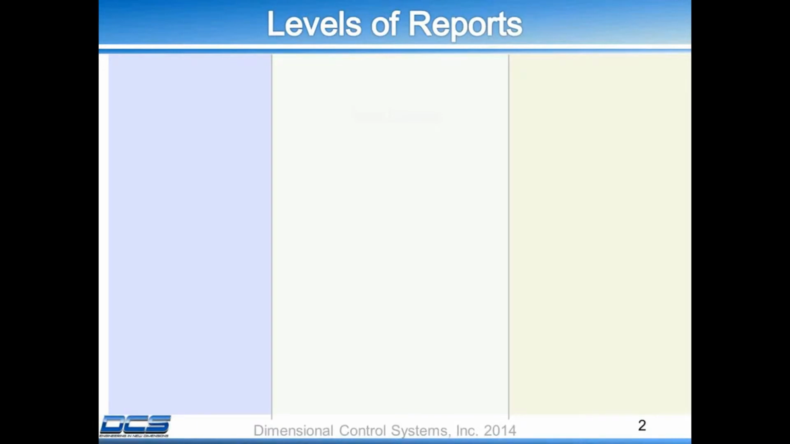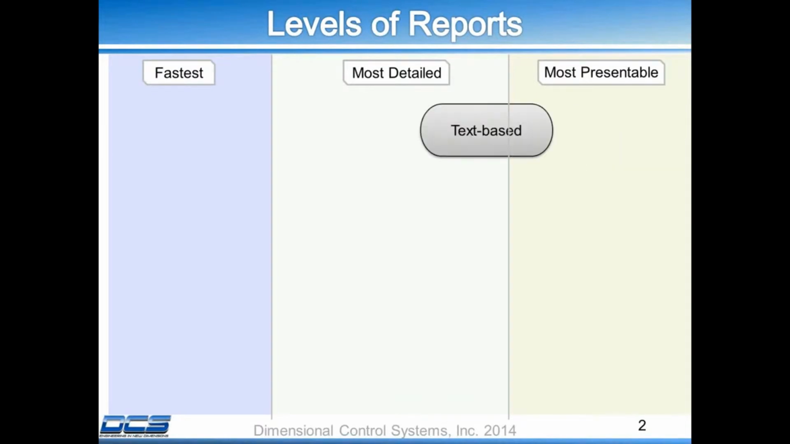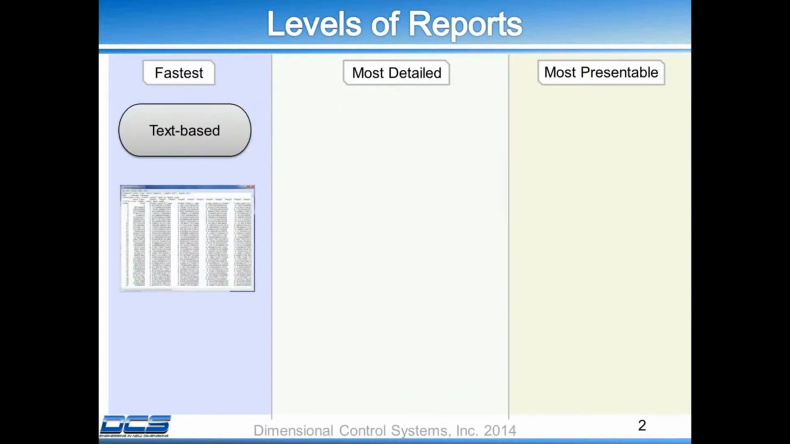Right, exactly. And we organize these reports into levels, from fastest to most detailed to most presentable. For fastest reports, we have our text-based results, text-based reports, and they come straight from the analysis window from 3DCS. It's a simple right-click and save as.